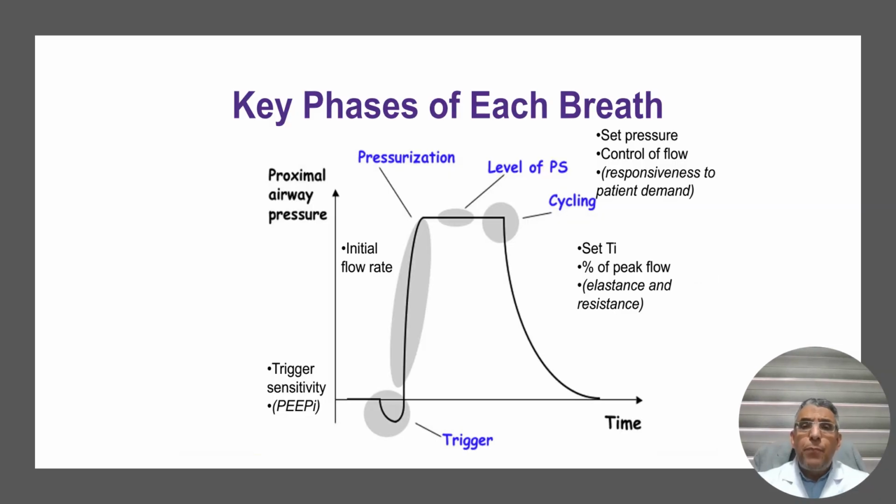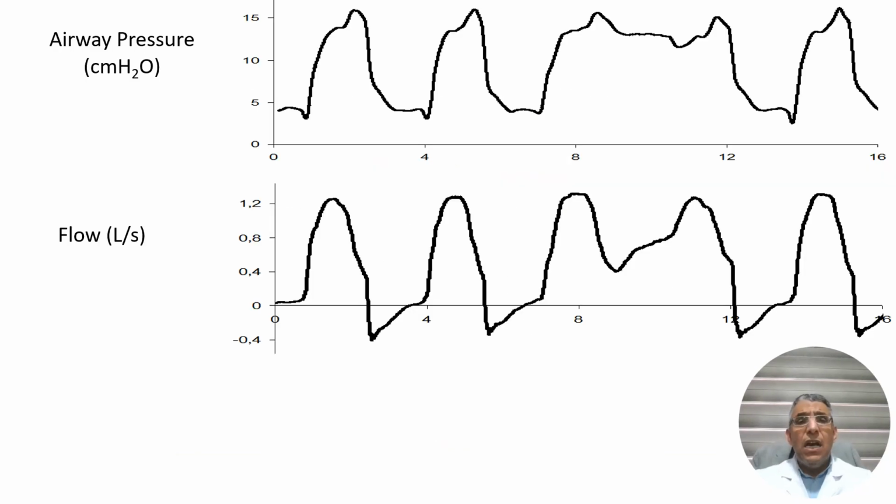These are the breaths, the phases of each breath, which is triggering or pressurization and the level of pressure support, and then cycling, and finally the PEEP. So there may be trigger asynchrony, there may be flow asynchrony, there may be cycle asynchrony, and the level of the PEEP finally is very, very important. Here the patient starts to take an inspiratory breath, and this is the pressure-time curve, and this is the flow-time curve. At 25% of the peak flow rate, the patient cycles into expiration.